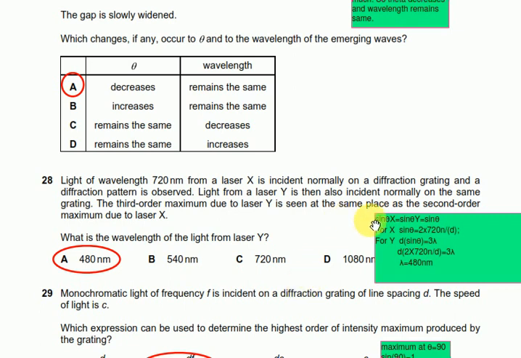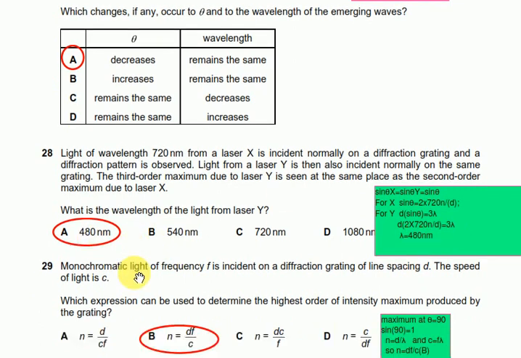What you can do is say that sine theta of X equals sine theta of Y. For X, d sine theta equals 2 into 720 nanometers. And for Y, d sine theta equals 3 lambda because it's n lambda, and the order is 3. So computing lambda, we get 480 nanometers. So A is the appropriate answer.